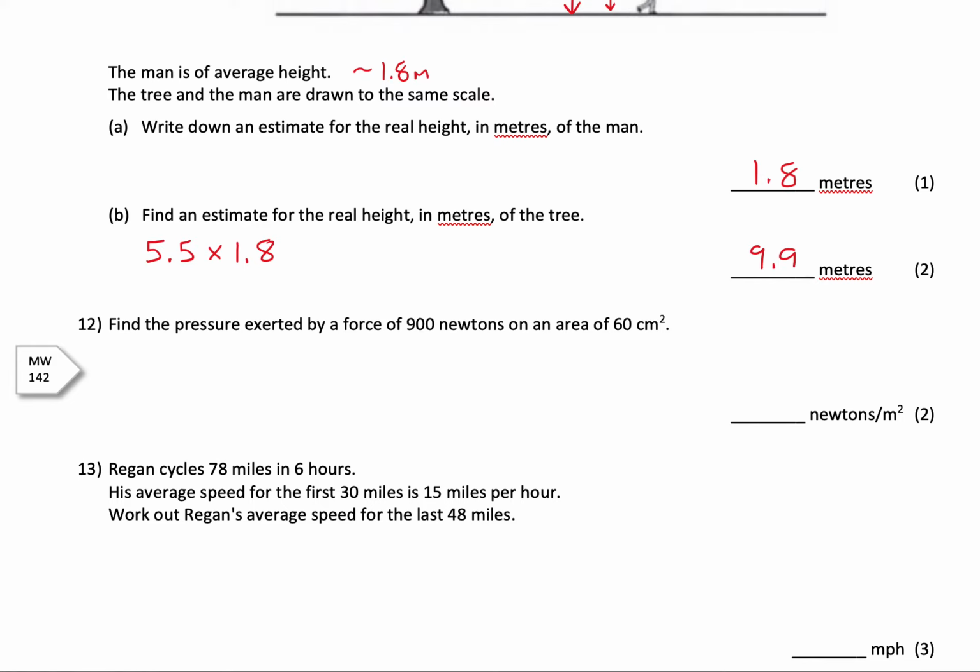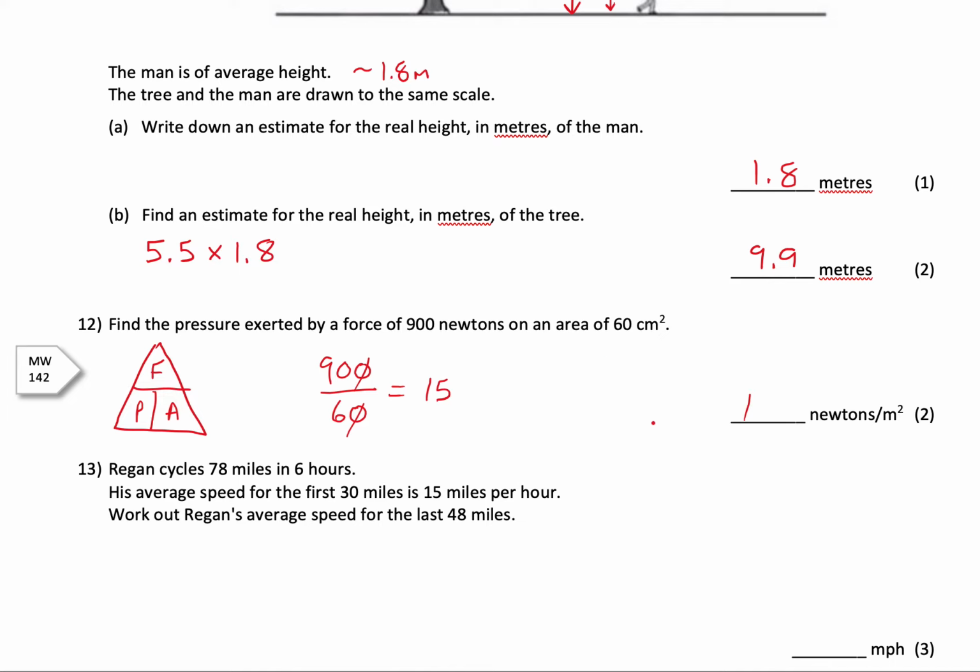Right. Number 12. Find the pressure exerted by a force of 900 newtons on an area of 60 square centimetres. So just recalling our pressure formula triangle. Pressure is force divided by area. Okay, so we've got a force of 900, we've got an area of 60. Okay, cross those off. 90 divided by 6, 15.